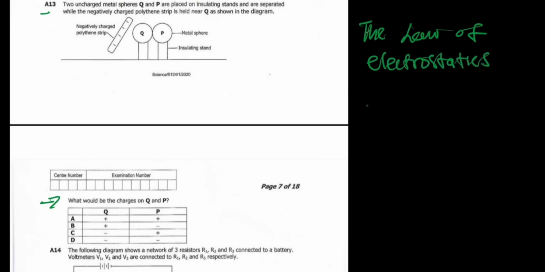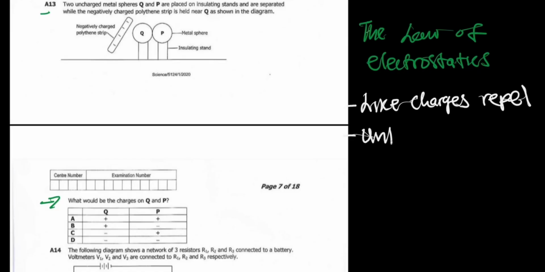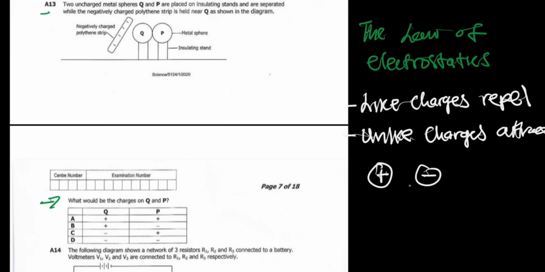What it says is that, because you have only two types of charges, positive charges and negative charges, like charges repel each other. Unlike charges attract. So if you have two spheres, this one is positive, this one is negative, you see that there is a force of attraction that exists between them.